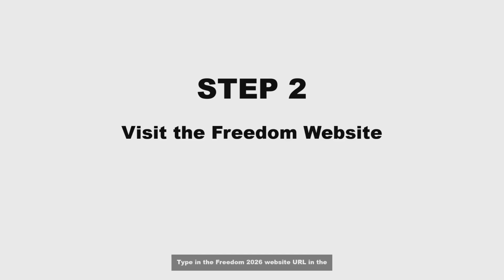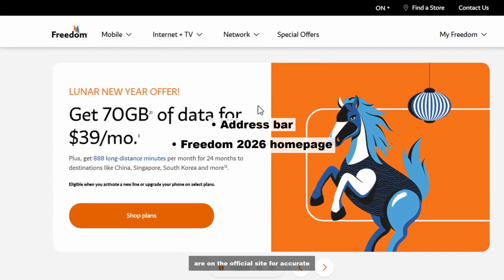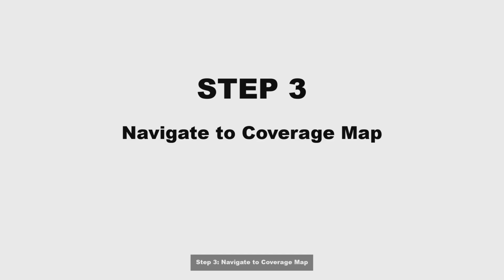Step 2. Visit the Freedom website. Type in the Freedom 2026 website URL in the address bar and press enter. Make sure you're on the official site for accurate information.